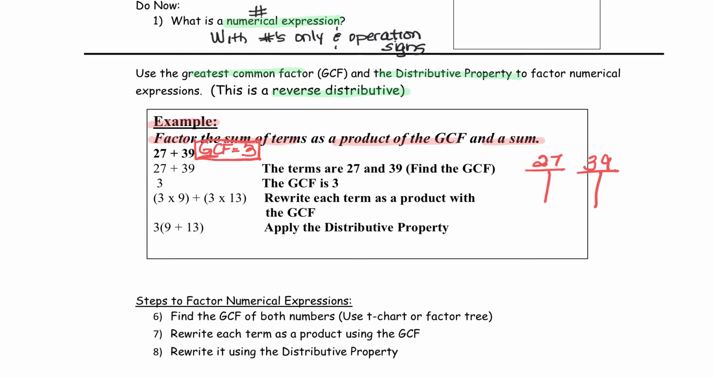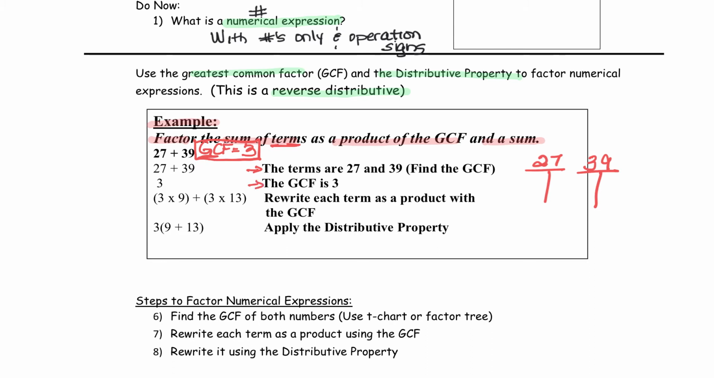Each of those is called a term. So once I find the GCF, I say to myself, okay, the GCF is 3. The terms are 27 and 39. Find the GCF. The GCF is 3.